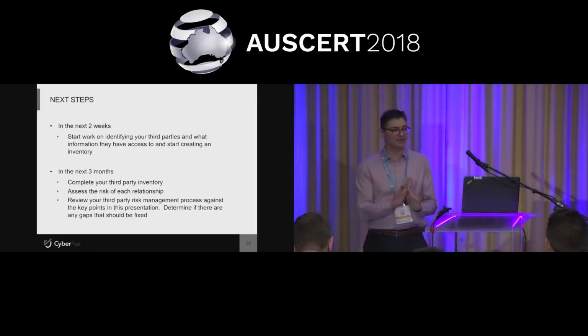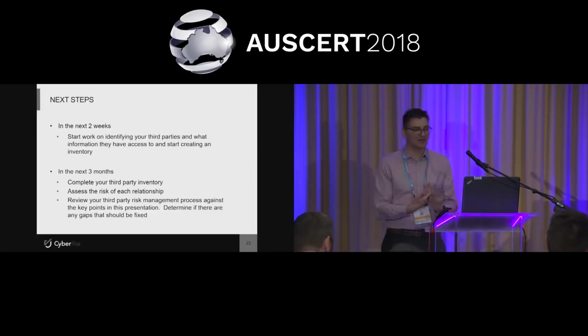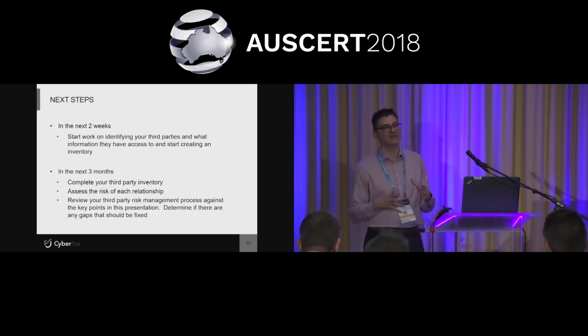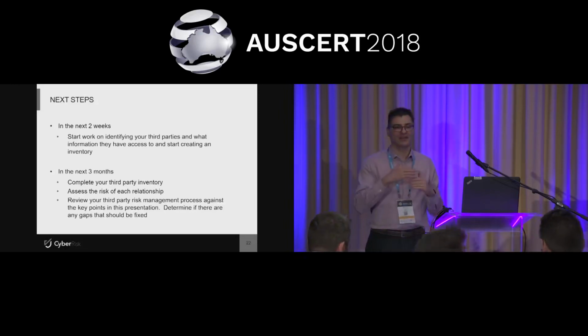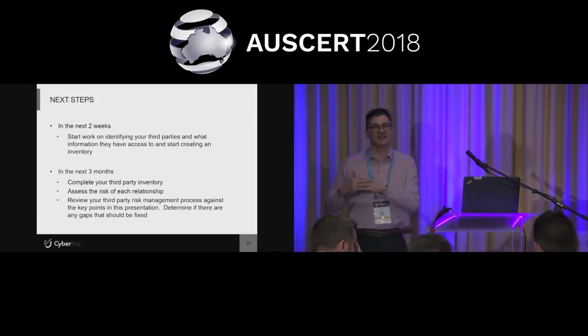So from here, what do I think you should do? Definitely, if you don't have a third-party risk management program, you should think about implementing one. So start work on identifying your third parties. Start work on putting together that inventory or that map of the different third parties that you have, both inside your organization and outside, the access to the information they have, the level of access they have, and whether you have any indication of how well they're protecting the information.